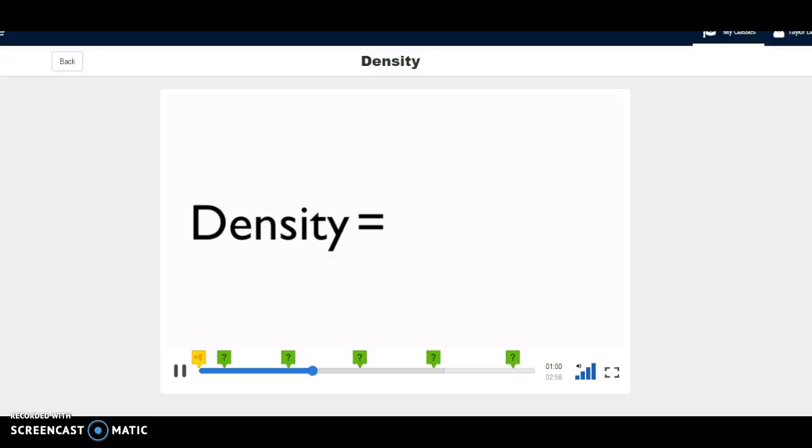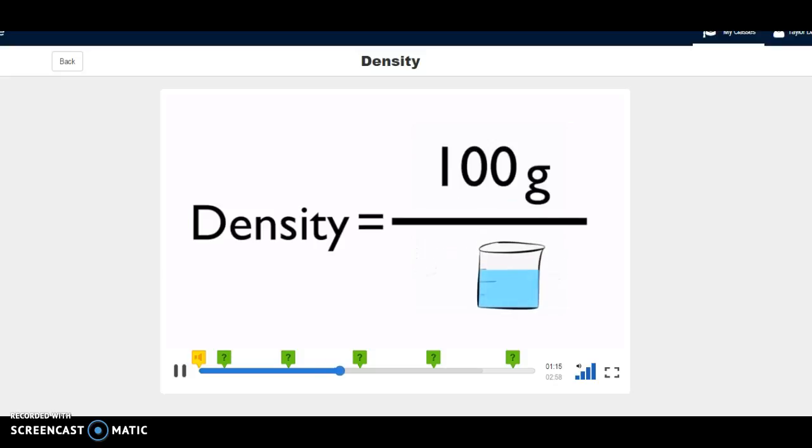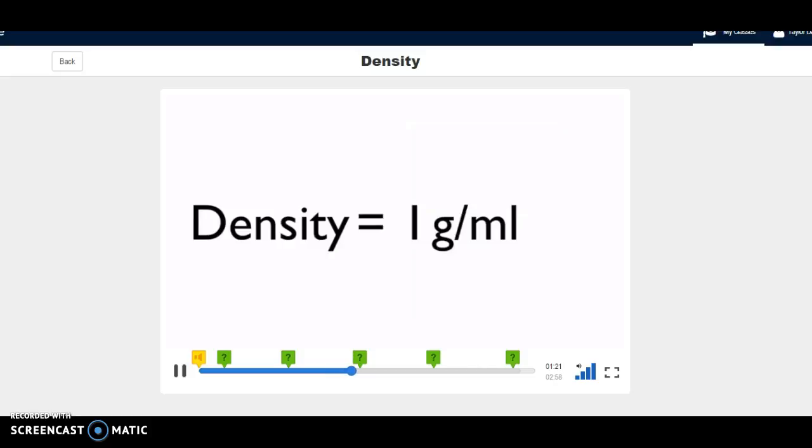Density is calculated by dividing mass by the volume. Plug in your measured mass. We measured ours to be 100 grams. Divide that by the measured volume. Our volume was 100 milliliters. Water's density is 1 gram per milliliter.